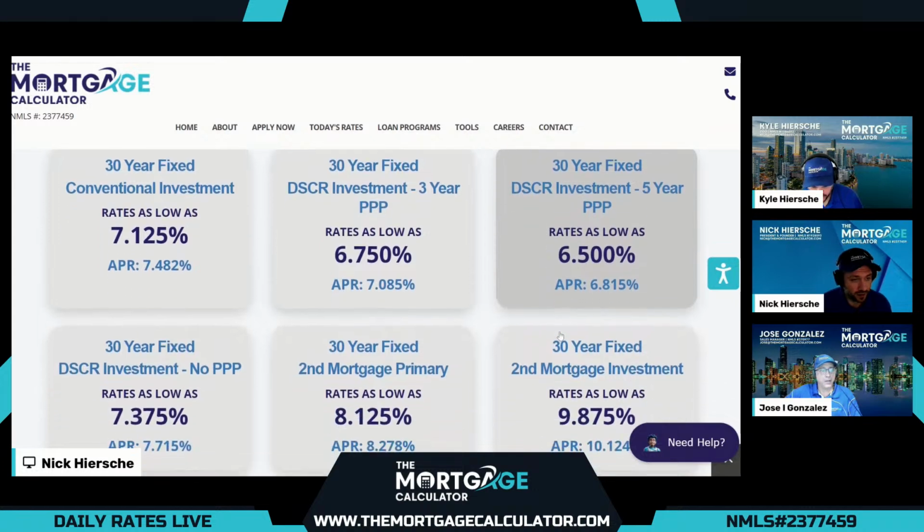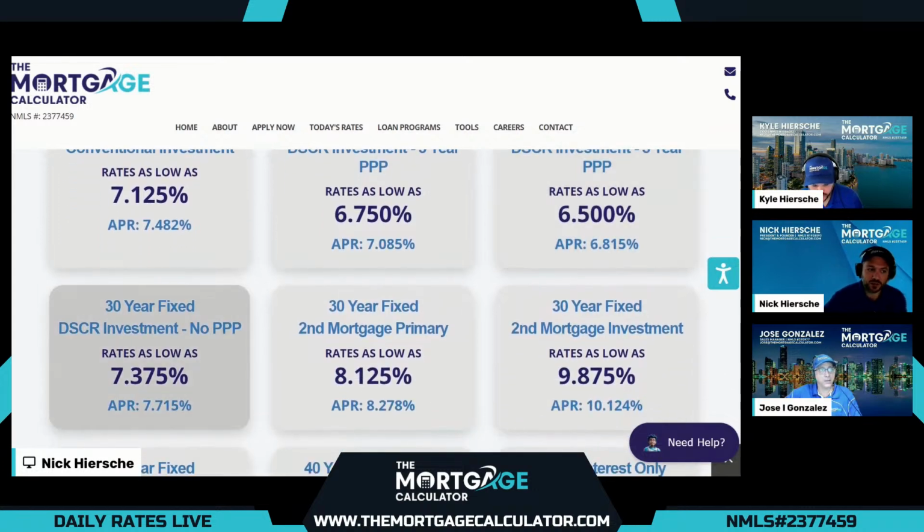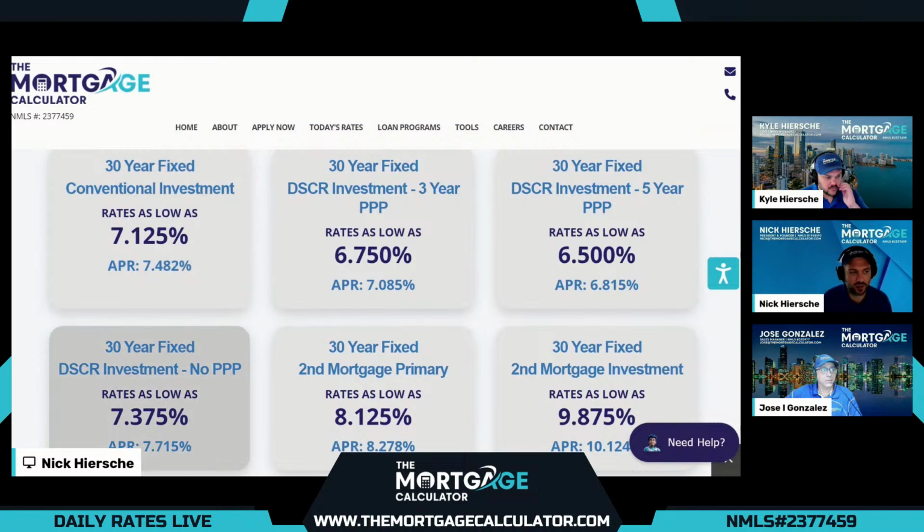Amazing. And our final DSCR option, some states don't allow a prepayment penalty and some investors don't want one. That's no problem. We do have options with no prepay. Rates come in at 7.375, final APR 7.715. So it's a touch higher than conventional. Most of our investors still prefer DSCR, and we always recommend to add that prepayment penalty, which makes the rates absolutely smoking today.